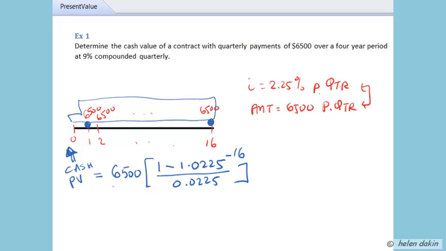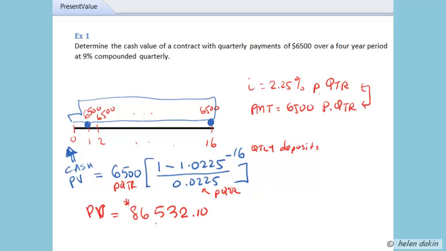So, summarizing again, this is per quarter, $6,500 per quarter. The interest rate is per quarter, and there are 16 quarterly payments. Nothing conflicts. Everything is in sync, as we say. So we've got an ordinary simple annuity, and we want to find the cash value or the present value. Determining that on your calculator, you will end up with a present value of this ordinary simple annuity of $86,532.10.